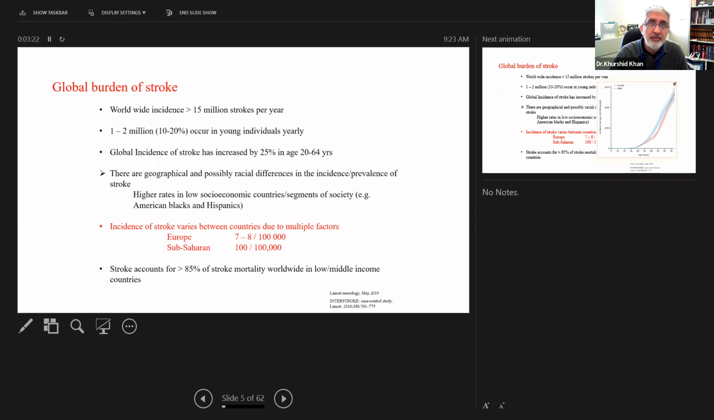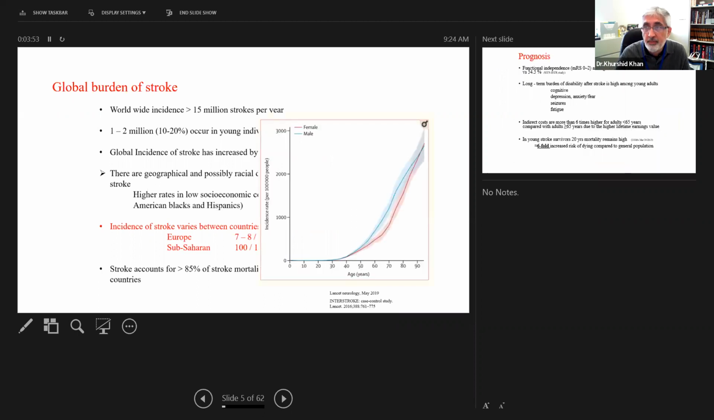Now, there are some differences. It depends on how the information is collected. So there may be some differences in ascertaining the information and the definition of young stroke, but we know for sure that there are some other genetic and environmental differences as well, which might account for this difference. And worldwide, stroke does account for the highest mortality, and this is also more common in low-income and middle-income countries.